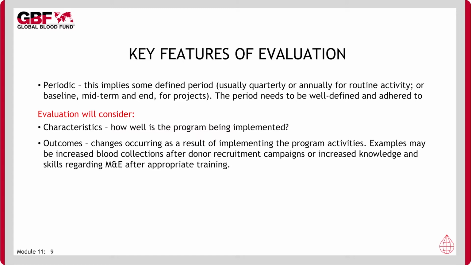The characteristics component relates to how the blood donor recruitment program is being implemented. Long before outcomes are identifiable, it is generally possible to determine if the operational rollout of activity is as anticipated. Finally, outcomes are changes that occur as a result of implementing the program activity. Examples may be increased blood collections after recruitment campaigns and increased emphasis on M&E after appropriate training. These issues will be discussed further in later slides.